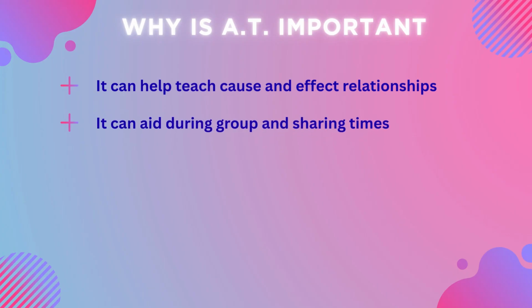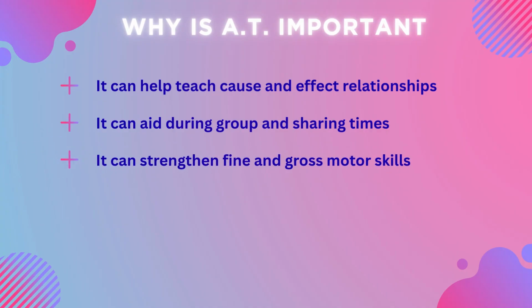AT can also be incredibly helpful during group activities. Children who may struggle with communication, mobility, or participation can use AT to join things like circle time, sharing time, or interact with peers in meaningful ways. This can build confidence, social inclusion, and even friendships, which are incredibly important for our kiddos.